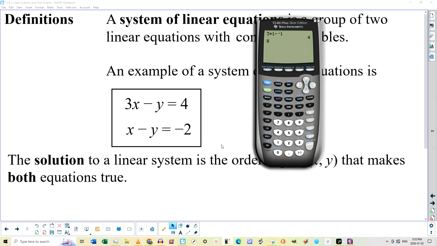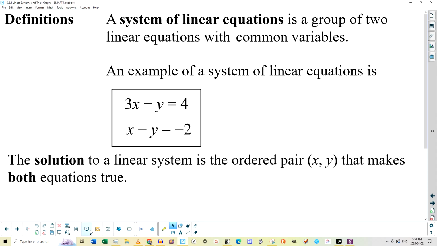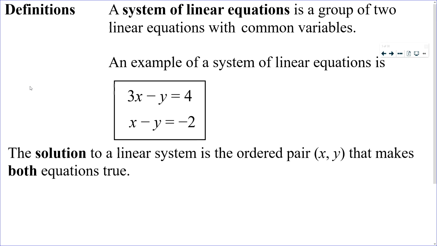If I were to put in 2 for x and 2 for y, what would we get? We'd get 3 times x, which is 2, minus y, which is 2. We also get 4. So I could go on, but the point is there are an infinite number of pairs of numbers that make that top equation true. And there are also an infinite number of pairs of numbers that make the bottom equation true. What this statement at the bottom of your screen is saying is the system has a solution that is an ordered pair that makes both equations true.